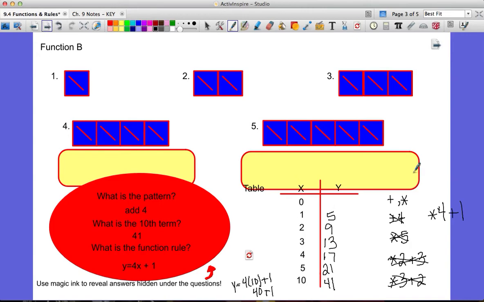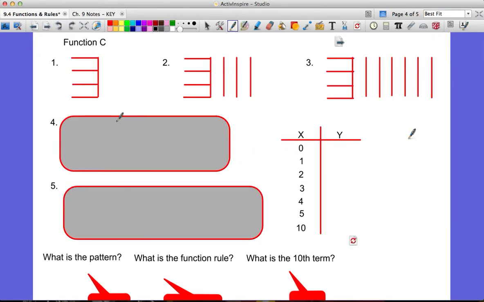Okay, and then you have function C that I would like you to do on your own. What I want you to do is fill out the table, okay? And all I want you to fill out is the function rule. So this would be number 1 is the function rule, and it needs to be in the form of y equals, x times something plus something, whatever the function is, but you need to use y and x as your variables. And then what is your 10th term?